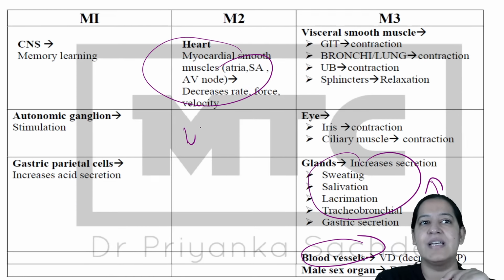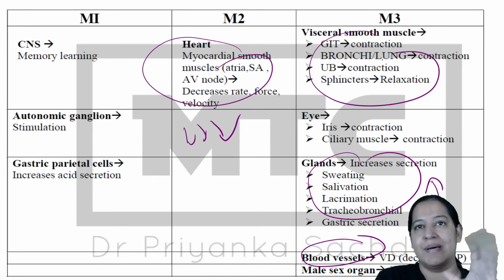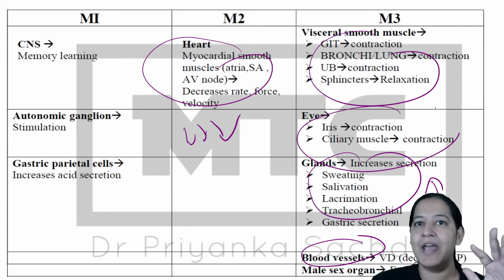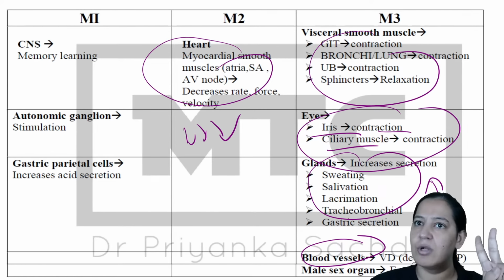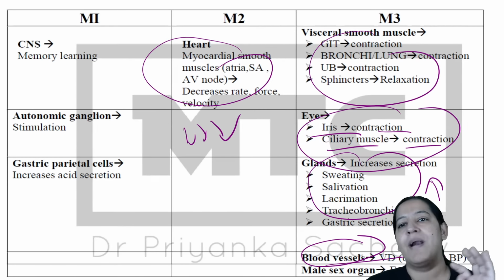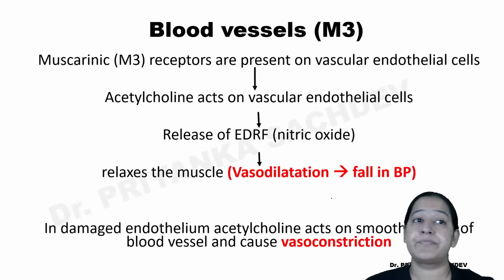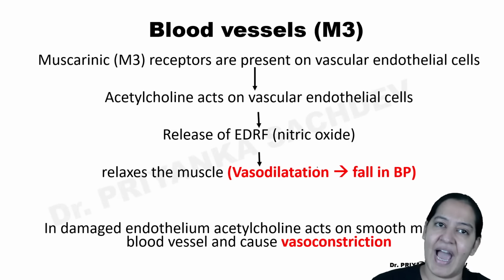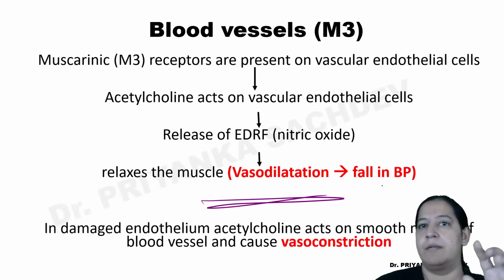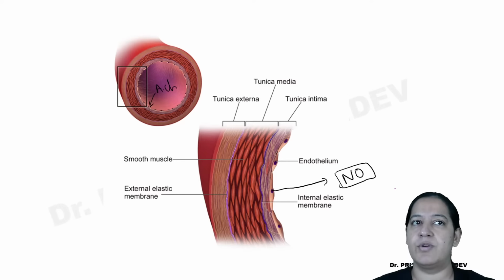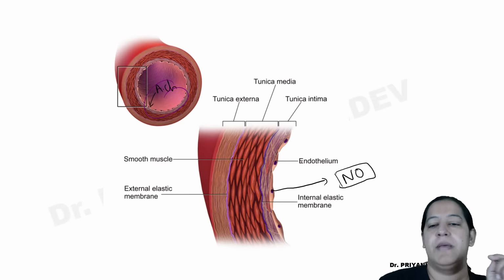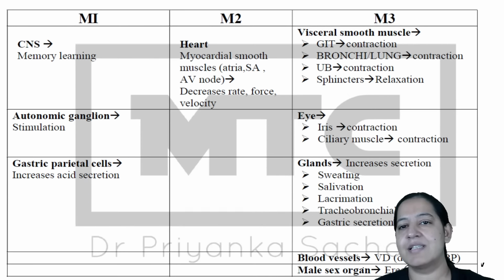In the heart, the heart rate, everything is decreased. In smooth muscle, the muscle contracts and the sphincter relaxes. In the eye, both the muscles are contracting, iris also, ciliary muscle also. Now coming to the blood vessel. The next organ is the blood vessel. They cause vasodilatation of the blood vessel. Just learn it. They cause a fall in BP. Because of vasodilatation, they cause a fall in BP.